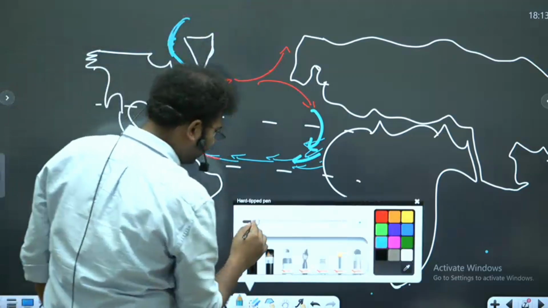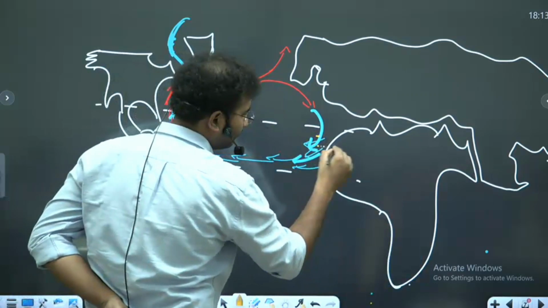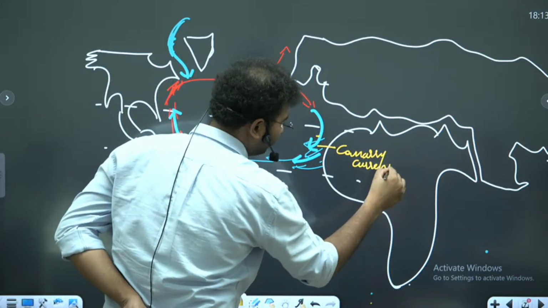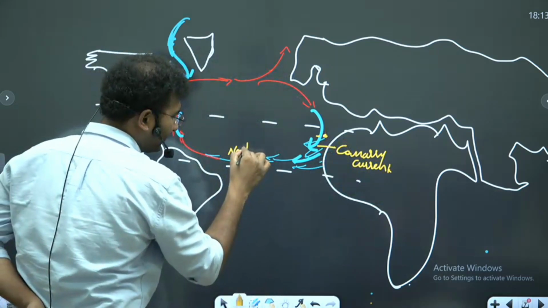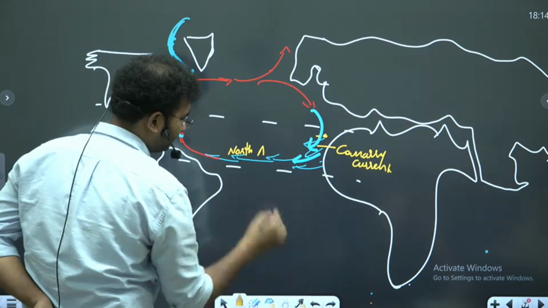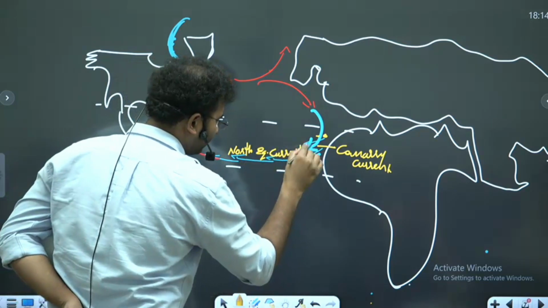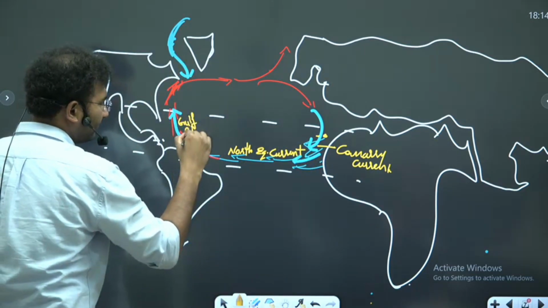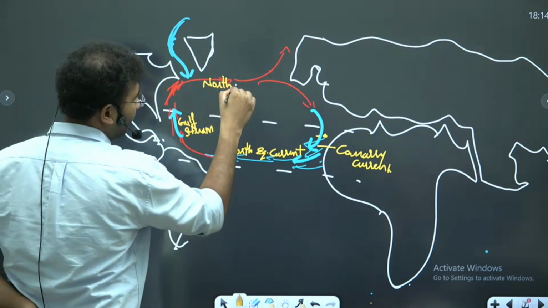Now let's quickly give the names to them. What is the name of this? Why Canary Current? Because there is a small island called Canary. This is present north of the equator. So, North Equatorial Current. Very good. Next, this is Gulf. So this is called the Gulf Stream. And this is called the North Atlantic Drift.